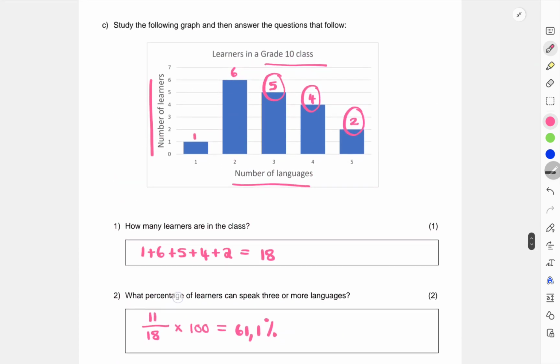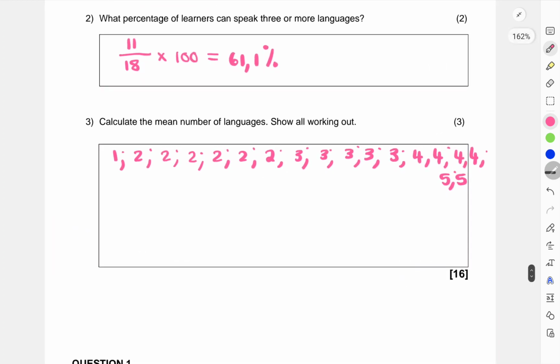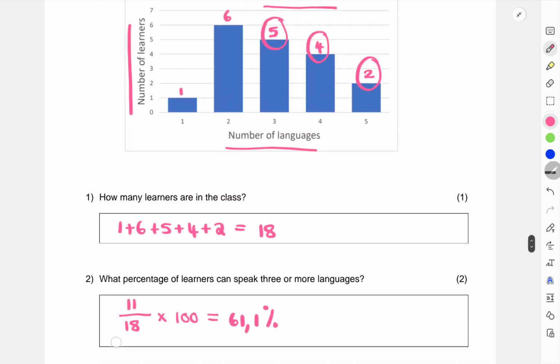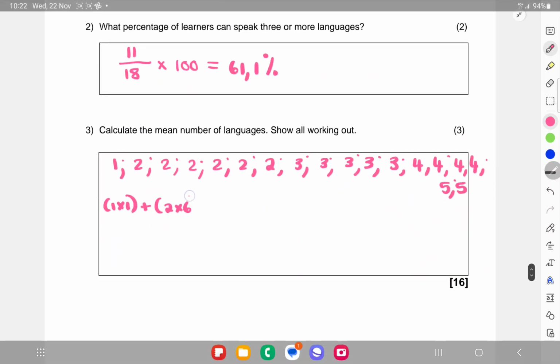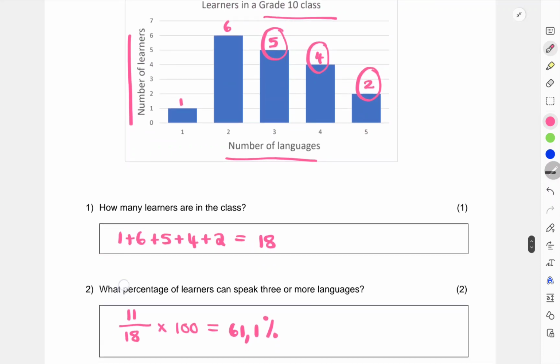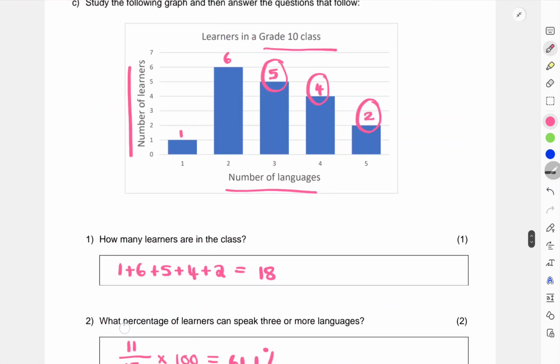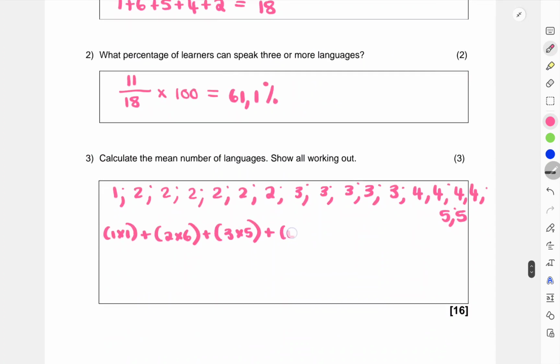And lastly, for the people who spoke 5 languages, there were 2. Okay, so another way you could have done it, just to shorten that, you could have said 1 times 1 plus 2 times 6 plus 3 times, if I look there, 3 times 5 plus 4 times 4 plus 5 times 2.